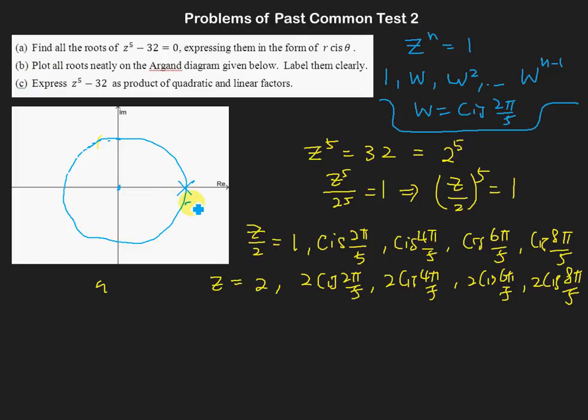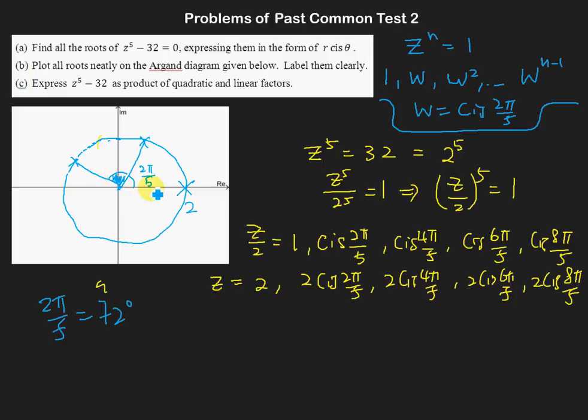Then the second solution is 2 times 2 pi over 5. 2 pi over 5 is actually 72 degrees, so it should be somewhere here, because here should be 72 degrees, or 2 pi over 5. And the third one, with 4 pi over 5, is roughly here. The angle between them will be 2 pi over 5 or so.